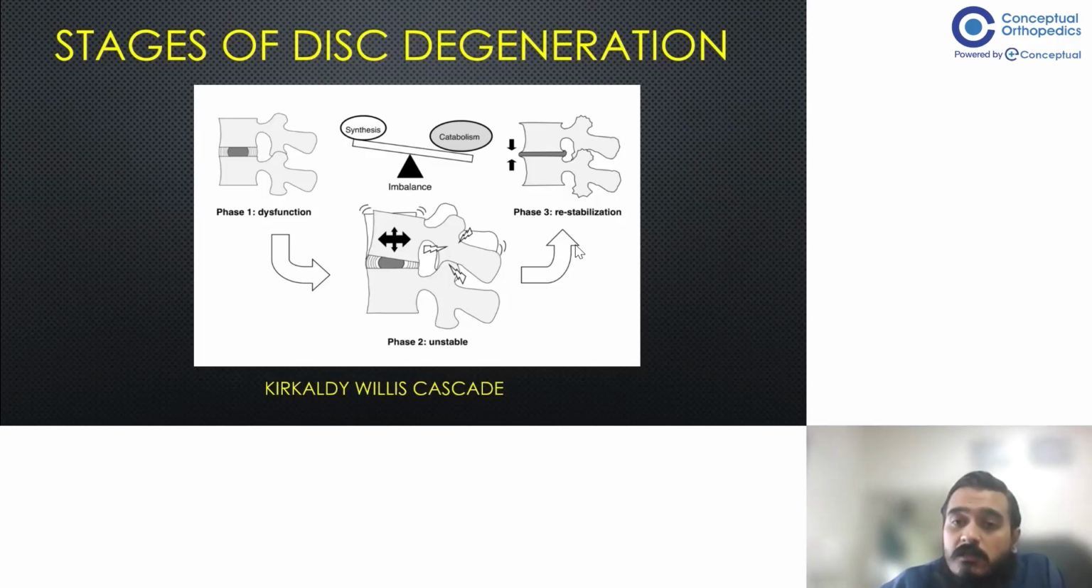And once this happens, the third phase is restabilization, where you are seeing the disc height is significantly reduced. The facetal joints have also undergone arthropathy or degenerative changes, and facetal dysfunction is also there somewhat, I believe, over here. So these are different changes that have occurred just because the catabolism is way higher as compared to the synthesis, or the repair, or the anabolism. Whenever this imbalance happens, that is when the Kirkcaldy-Willis cascade tries to tell you why exactly the degeneration is happening and how exactly it progresses.